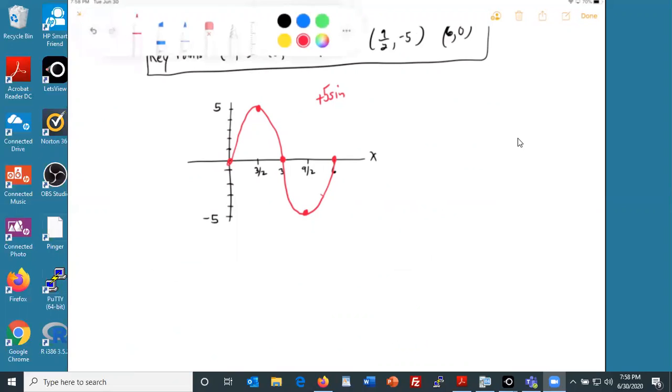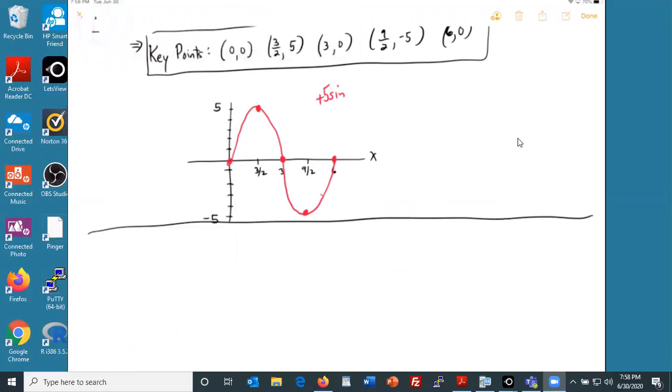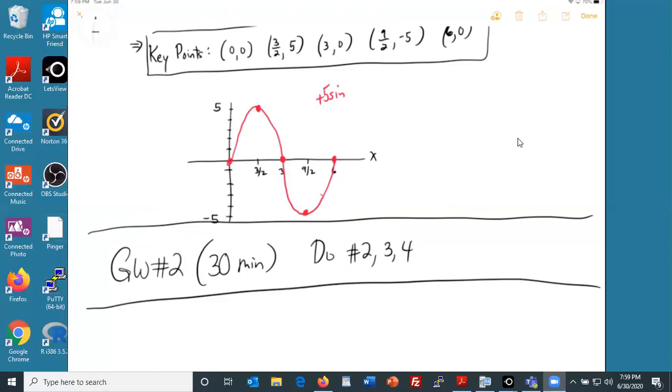All right, so right there is where I'm going to pause now for our next group work, number 2, for 30 minutes. This way we can get a little break in there also. So you will do numbers 2, 3, and 4 from the lab. All right, you should be able to do that much. All right, so I'm going to unshare my screen. I'm going to pause the recording.